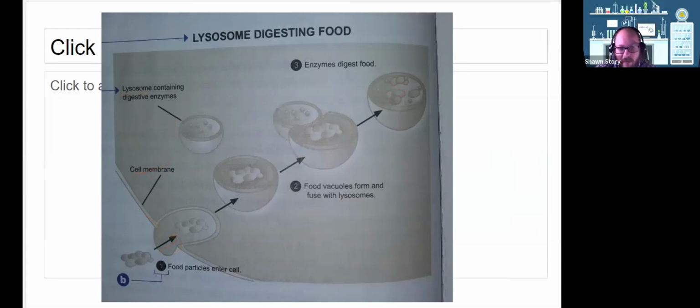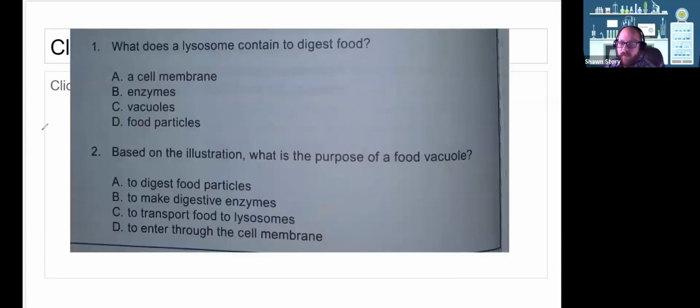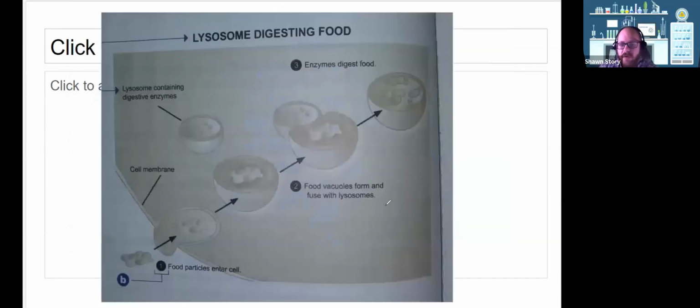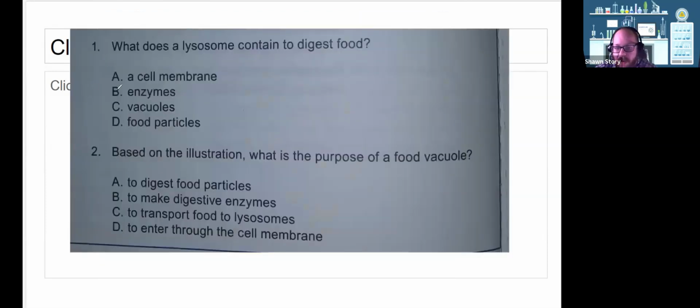Looking at that diagram, we do have a few questions. Question number one. What does the lysosome contain to digest food? What do we see? What does it contain? Our answers are A, cell membrane, B, digestive enzymes, vacuoles, and food particles. It is letter B. Very good.